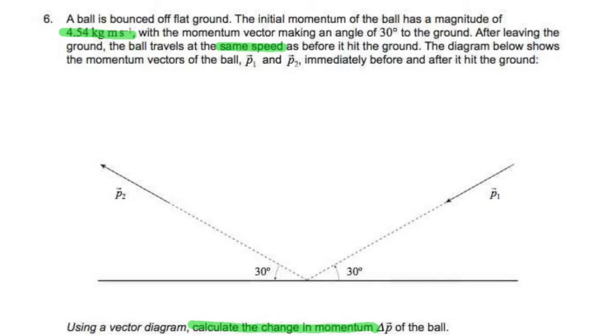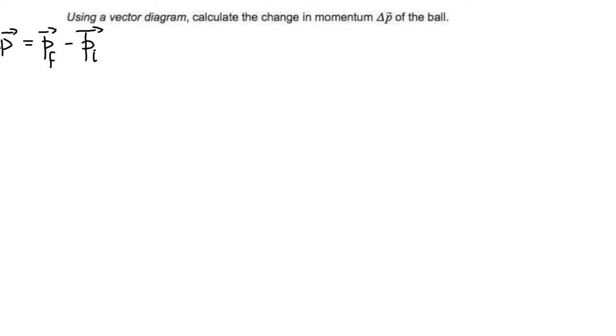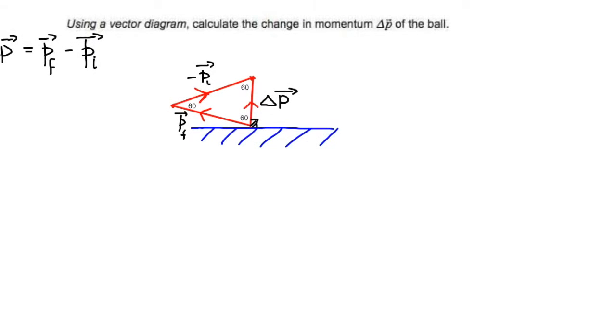This question requires us to calculate the change in momentum of a ball using a vector diagram. We are told that the ball is travelling at the same speed before and after it bounces. The first step is to write the equation for the change of momentum, which will be the final momentum minus the initial momentum. When drawing the vector diagram, it is important to include the labels for the vectors and the direction on the vectors. Notice that the resultant change in momentum vector is at 90 degrees to the surface.